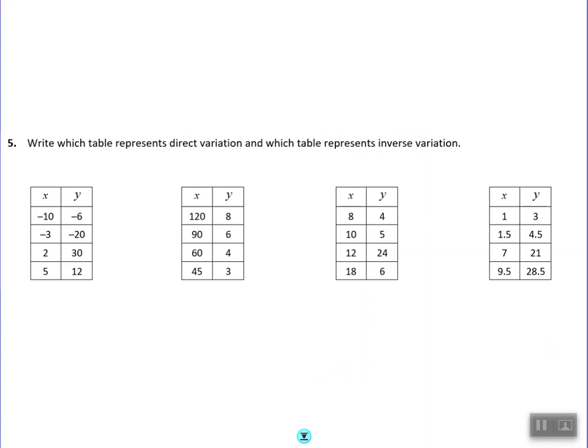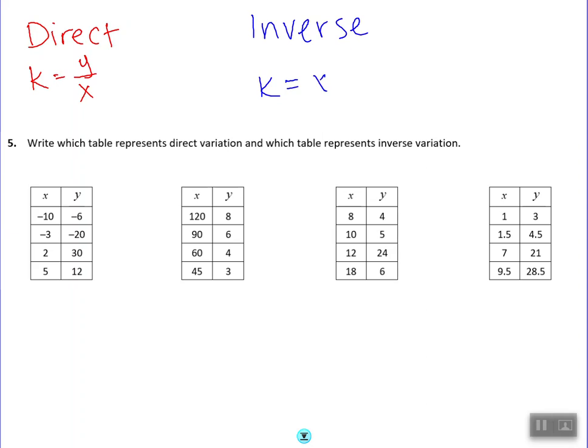Our last example says, write which table represents direct variation and which table represents inverse variation. To figure this out, you need to pay attention to what k is. For direct variation, you find k by doing y divided by x. For inverse variation, you find k by doing x times y.